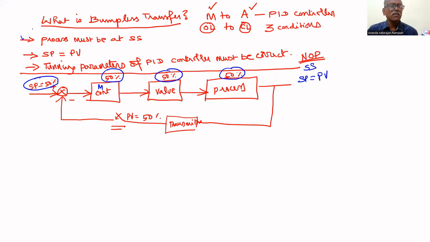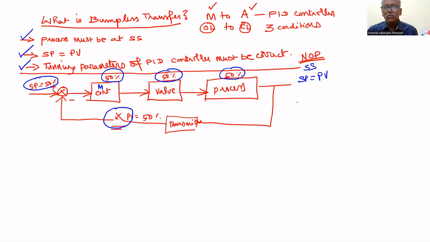First condition is satisfied. Second condition also satisfied. Let us assume that appropriate tuning parameters were entered. That's why third condition also satisfied. Now, we can transfer from manual mode to auto mode. That is, we have to close the switch. If you close the switch, feedback will come.